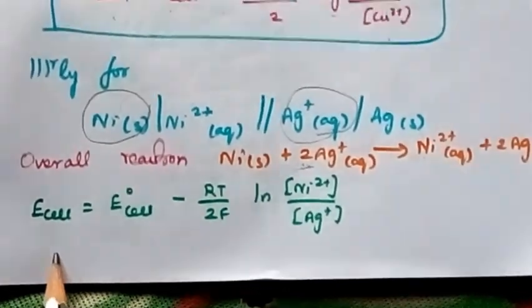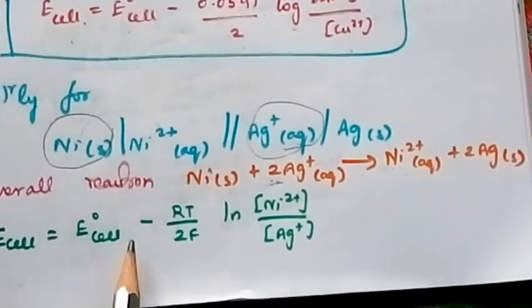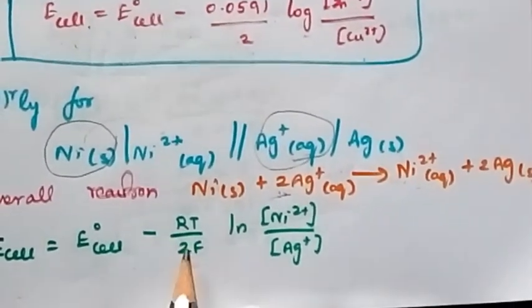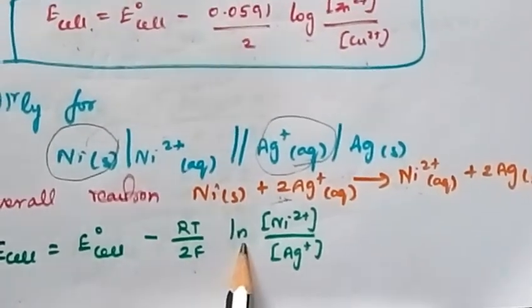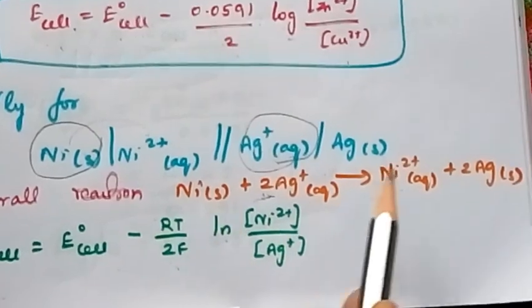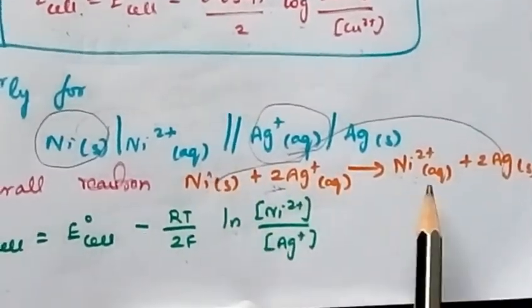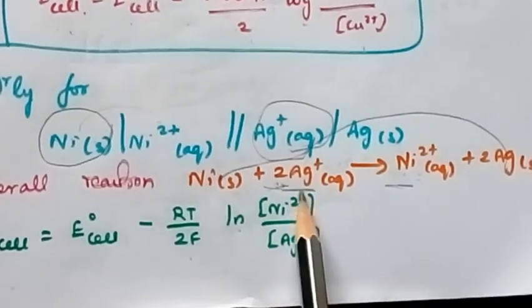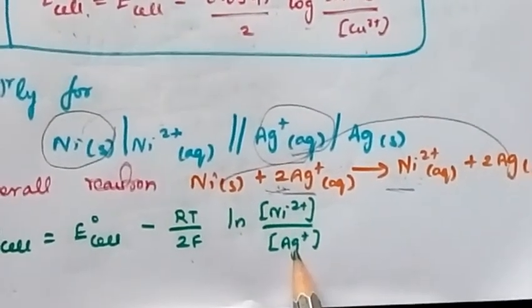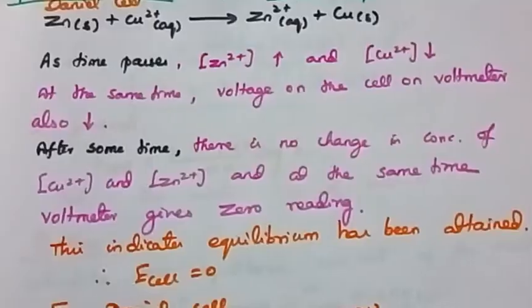Now write the EMF value. EMF of the cell is equal to E naught of the cell minus RT by NF, where N here is 2. We are writing ln, so no need to put 2.303. The concentration of a solid is equal to 1. So it is product concentration by reactant concentration. This is the overall reaction.